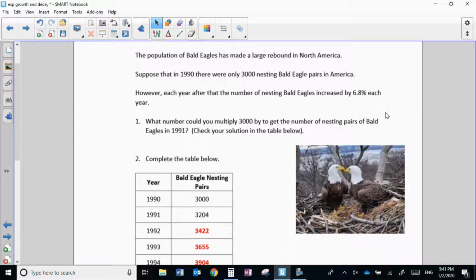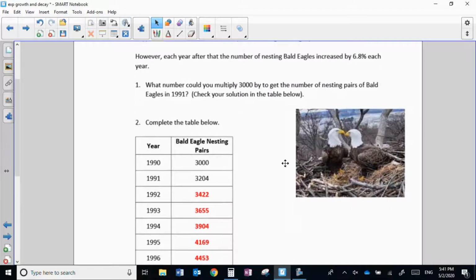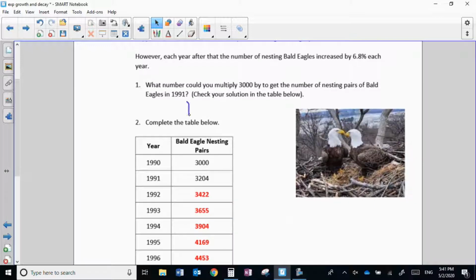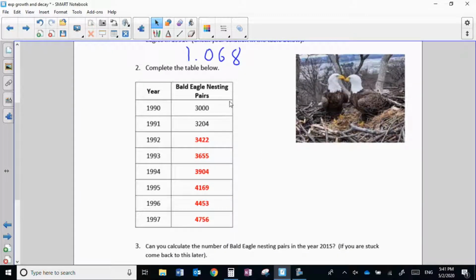Okay, so in this case, we've got our nesting pairs of eagles increasing by 6.8% each year. So if you wanted to calculate the new number of nesting pairs each year, then you can multiply by 1.068. And that's exactly how I got these values here. Now again, if you're off by a little bit, that's okay, because there's 2 ways you can do it. You can multiply the rounded numbers by 1.068, or you could leave the number with the decimal places on it and multiply that by 1.068. And depending how you do it, you might be off by a little bit at the end, and that doesn't really matter in this example.